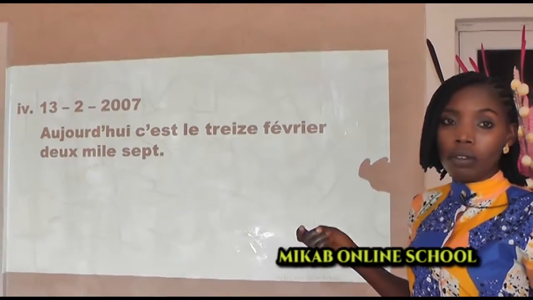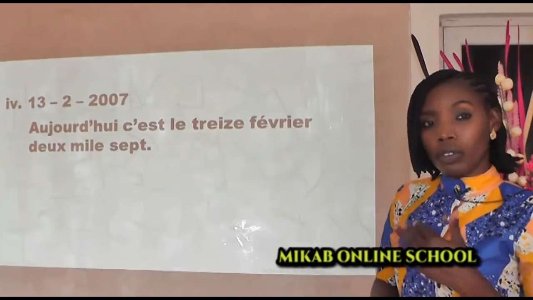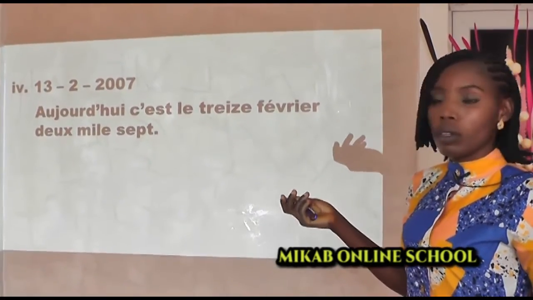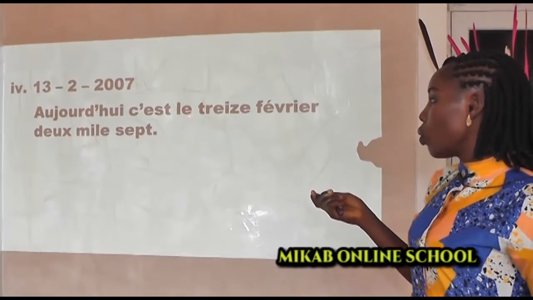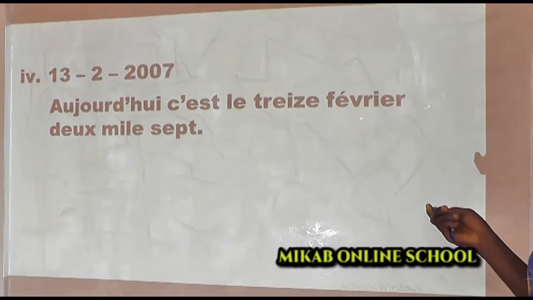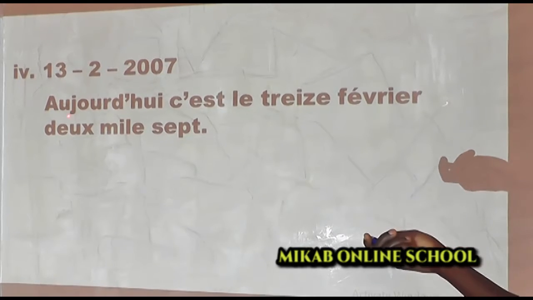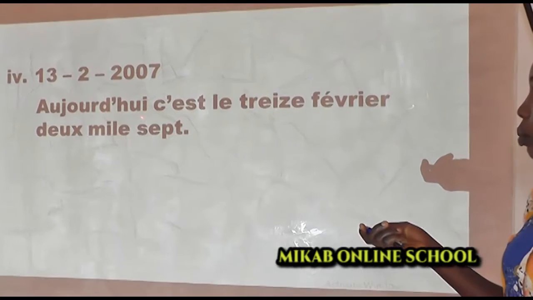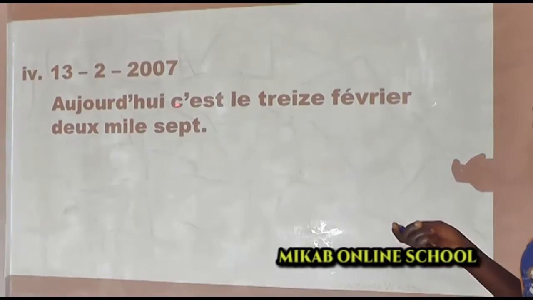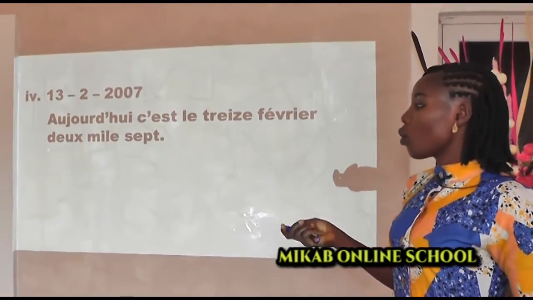I told you that whenever you want to say your date, you should learn how to count the numbers in French. After that, you say the month of the year. After saying the month of the year, you'll be able to say your date perfectly in French. That is what we just did. Aujourd'hui, c'est le 13. And the second month of the year is février. 2000 is 2000, and sept is 7. That is why we combine all of them together and make the sentence. Aujourd'hui c'est le 13 février 2007. Répétez après moi.